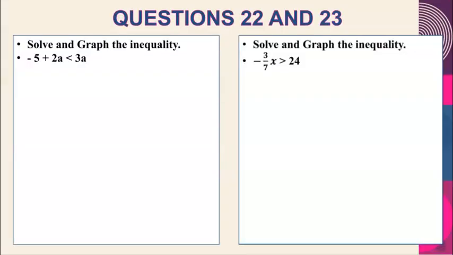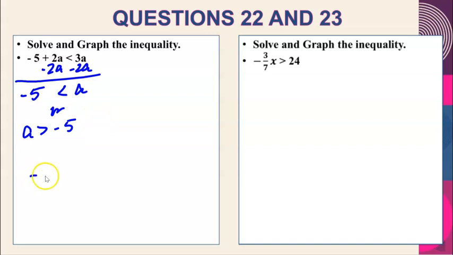Question 22. Solve and graph the inequality. So here I want to get our a's to one side, so I'm going to subtract 2a. And I'm left with negative 5 is less than a, or you can write it as a is greater than negative 5. And to graph it, I have a point at negative 5. It's an open circle because it cannot equal it, and it's greater than, which means it goes to the right.